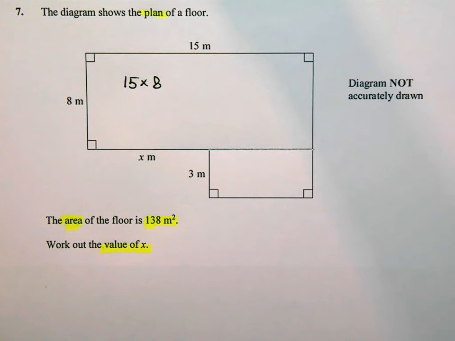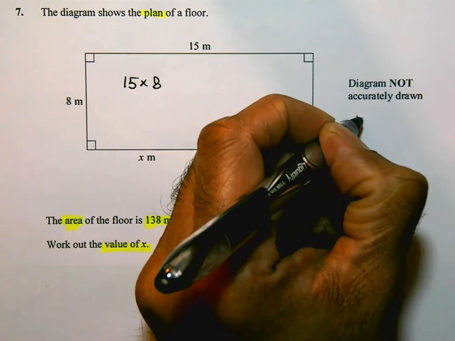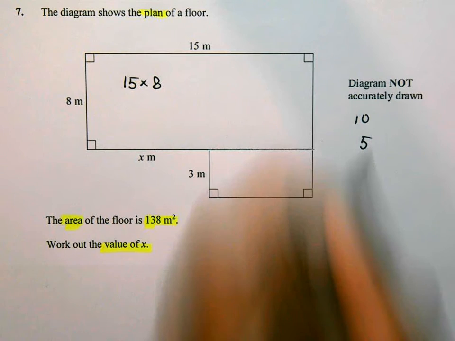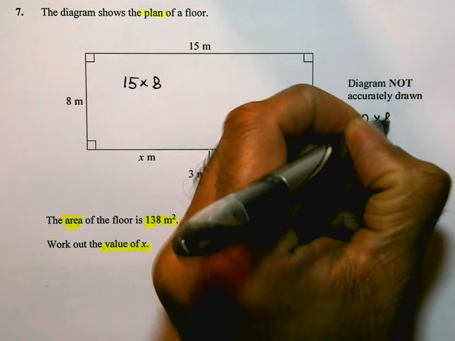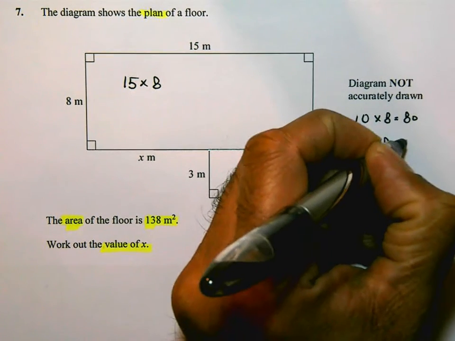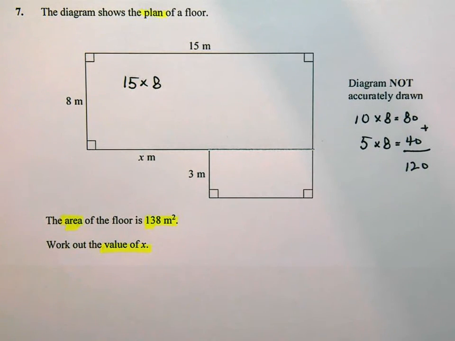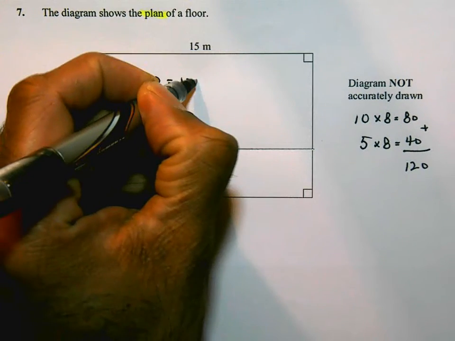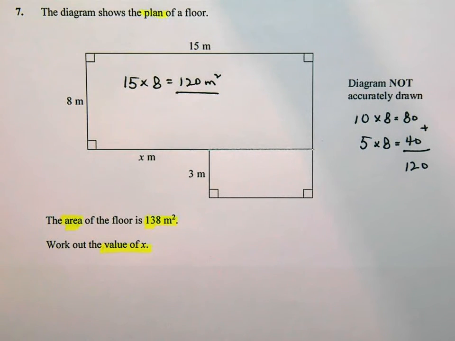So to work out the area of this whole rectangle, I'm going to do 15 times 8. That's not too hard a multiplication, but just to talk you through it, 15 is 10 and 5. So I'm going to do 10 times 8, which is 80, and 5 times 8, which is 40. If I add those two, that gives me 120. So 15 times 8 is 120 meters squared. That's the area of that big rectangle at the top.